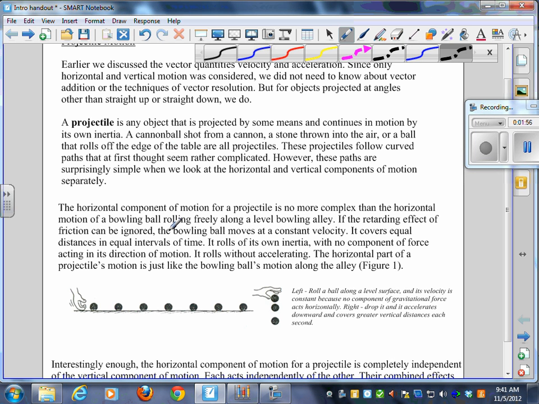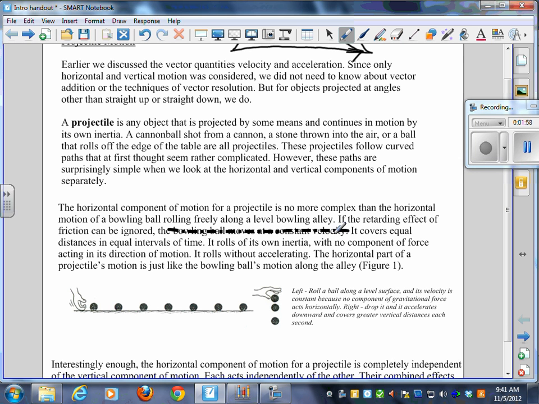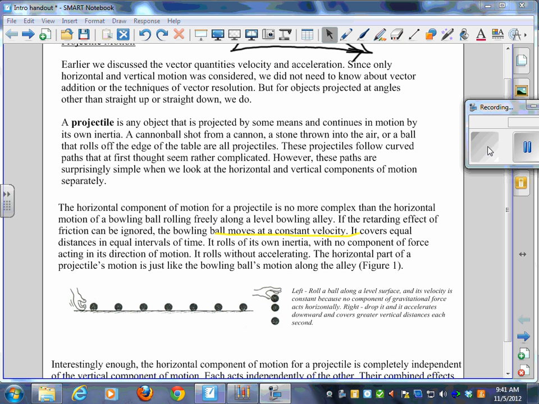The bowling ball moves at a constant velocity. Highlight, not stroke it out. I'm not sure what I did there. Constant velocity. It covers equal distances in equal intervals of time. It rolls of its own inertia with no component of force acting in its direction of motion.